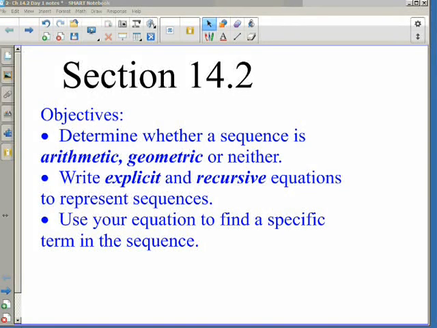Hello and welcome to our first video lesson for Chapter 14 on sequences and series. Our objectives for today are to determine whether a sequence is arithmetic, geometric, or neither. And by neither, they could be quadratic, sinusoidal, something like that. But we're focused on arithmetic and geometric. We want to also write explicit and recursive equations to represent sequences. And then finally, to use your equation to find a specific term in the sequence.